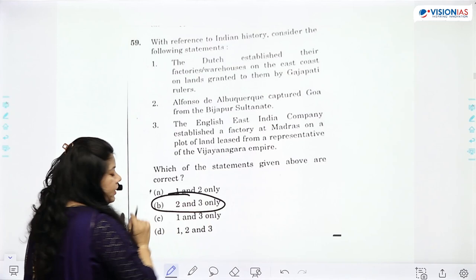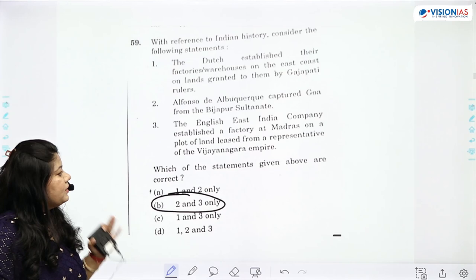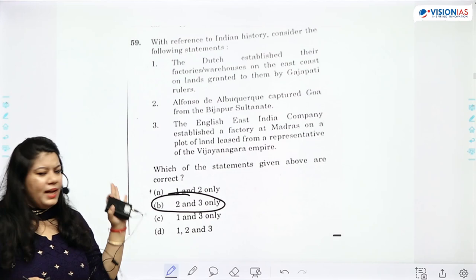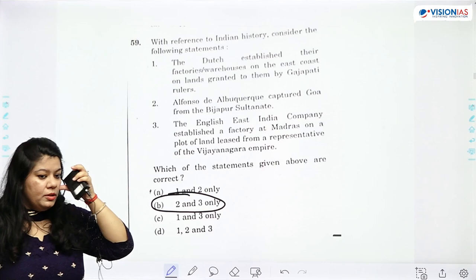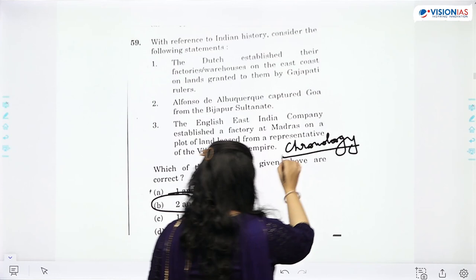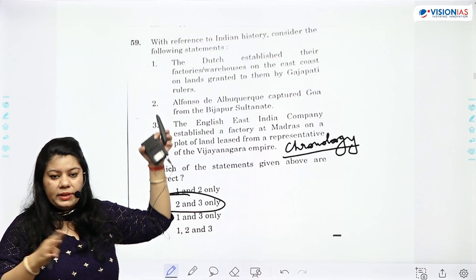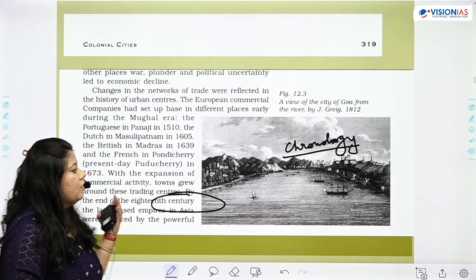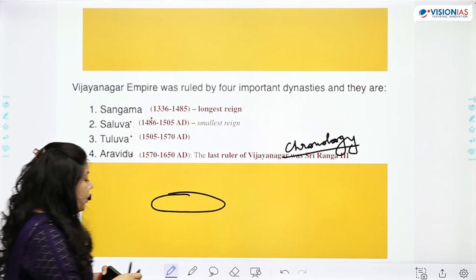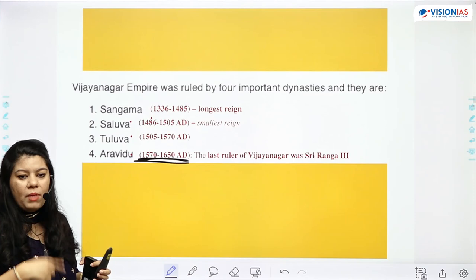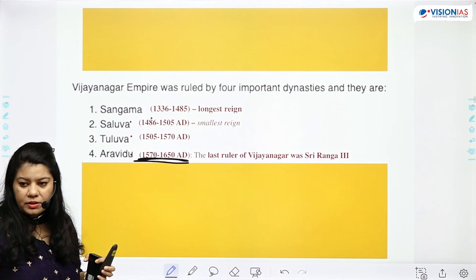Even the third statement, the English East India Company established a factory at Madras on a plot of land leased from a representative of the Vijayanagar Empire, is difficult, but everyone knows that yes, they had a factory established at Madras. Now, whether the land was leased by a representative of the Vijayanagar Empire requires knowledge of chronology or common sense. However, this question can be totally solved if you know about the extent of Gajapati rule. But this statement again has importance, the reason being that the Vijayanagar Empire is important in the medieval Indian history section. The last Vijayanagar dynasty, the Aravidu dynasty, ruled from 1570 to 1650, right? So there is a probability that someone marks this statement as correct if they know this and the year the Madras factory was set up, and they can go for the third statement, right?